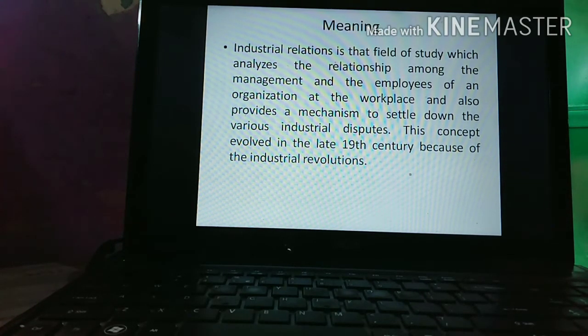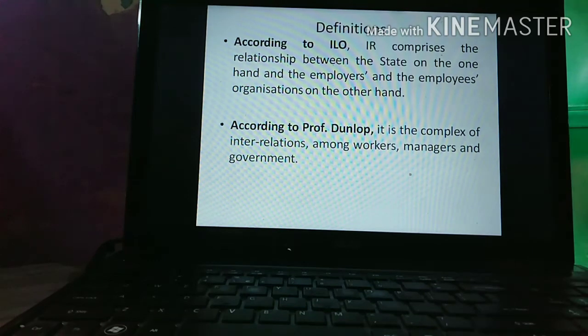Industrial relation is that field of study which analyzes the relationship between the management and the employees of an organization at the workplace, and also provides a mechanism to settle various industrial disputes. This concept evolved in the late 19th century because of the industrial revolution. Students, I have already explained the meaning of industrial relations. So in short, we can say industrial relations means the relationship that exists between the employers and the employees, right? Now we come to the next slide, that is definitions.